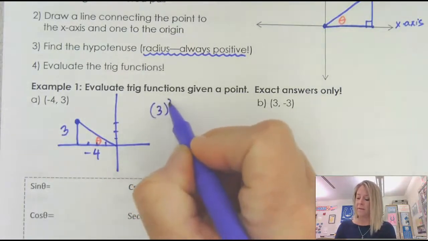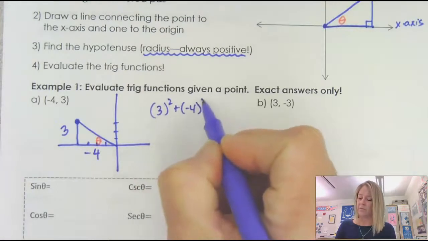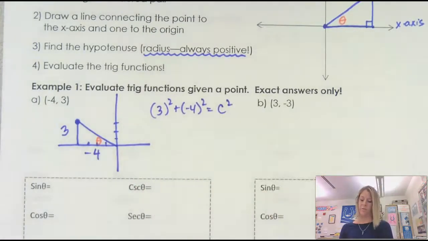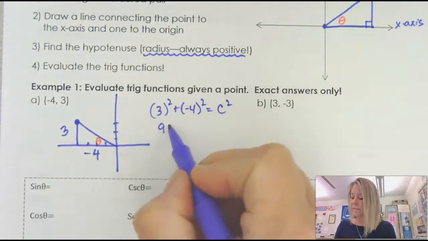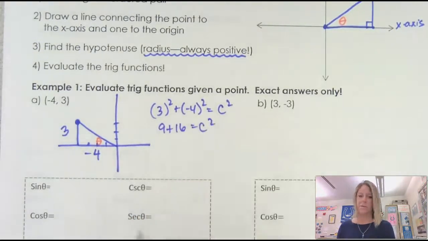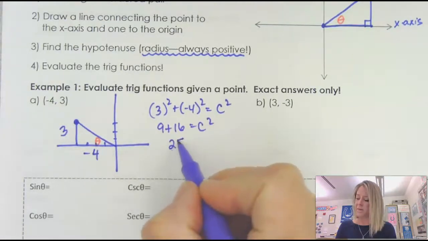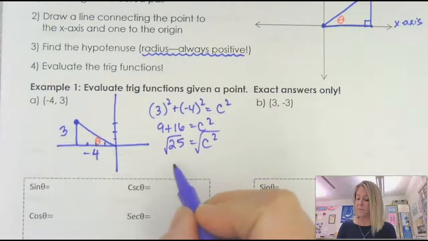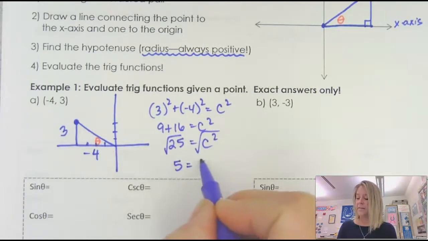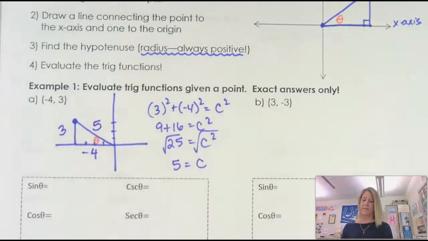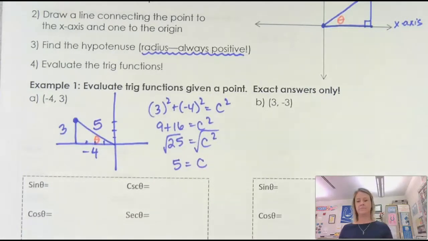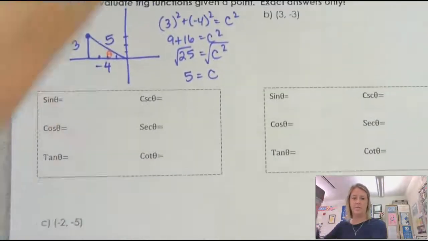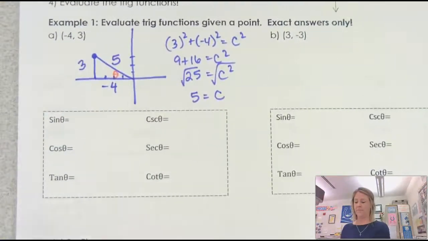So we've got 3 squared plus -4 squared equals r squared, or c squared, whichever you want to call that. So I've got 9 plus 16. This should be pretty easy for us, it's 25. When we take the square root, it's typically plus or minus, but all I care about is the positive value, 5. So now I've got everything I need to go ahead and evaluate the different trig functions. Remember, evaluate means give me a number answer.